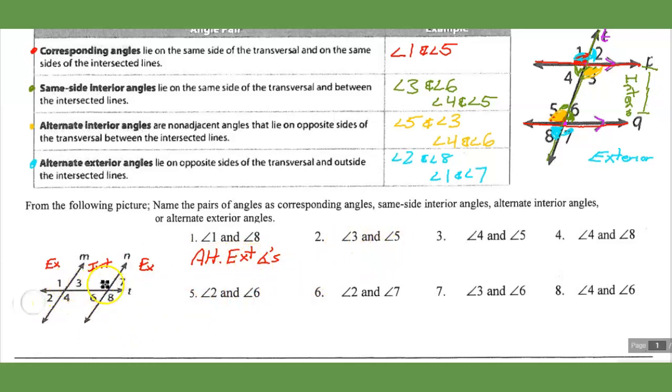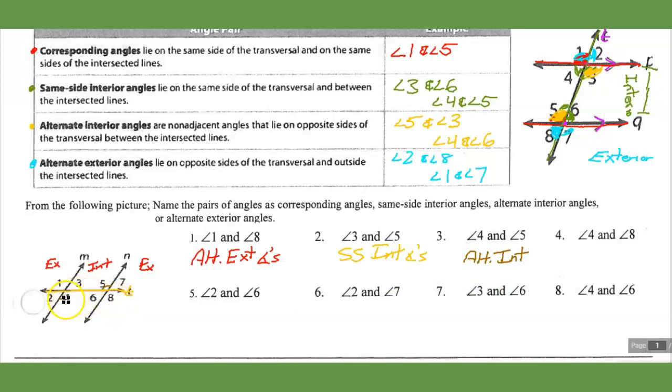Then we have 3 and 5. 3 and 5 are both on the interior, and they're on the same side of the transversal, usually marked with the letter T. So we have same side interior angles. Then we have 4 and 5. Interior for sure, but they're on alternating sides of the transversal. So these are alternate interior angles.